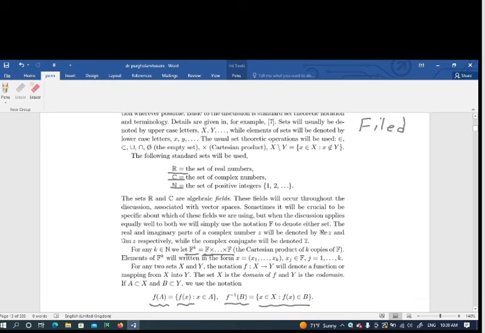And for a function F from X to Y, we say that X is the domain of F and Y is the codomain of F. For any set A in X and B in Y, we have F of A as F of x for all x in A, and F minus 1 of B, or inverse of B, as the set of x in X when F of x belongs to B.